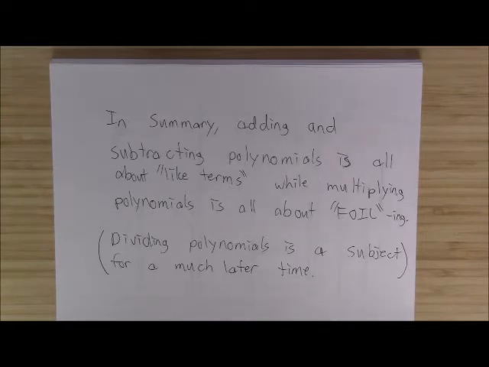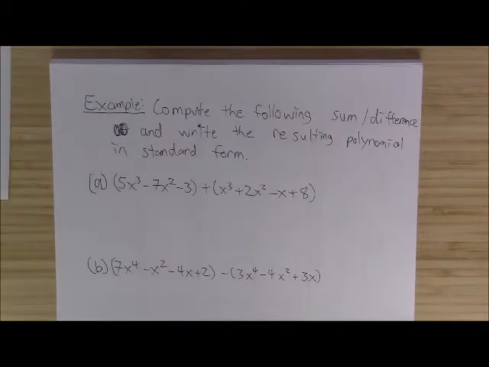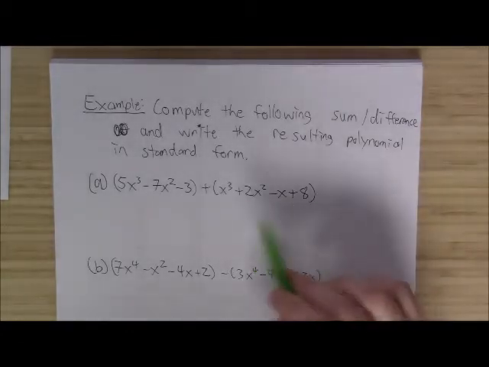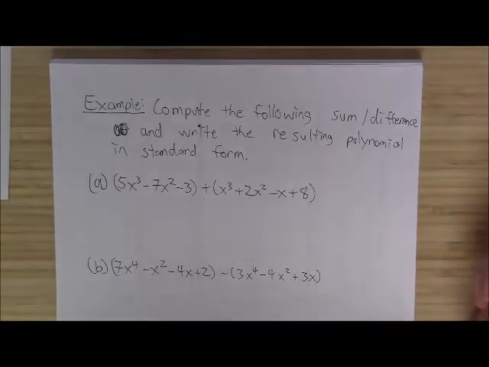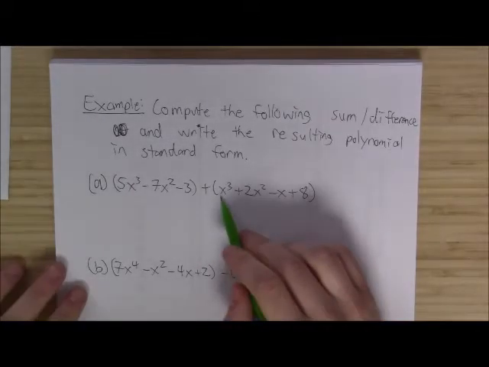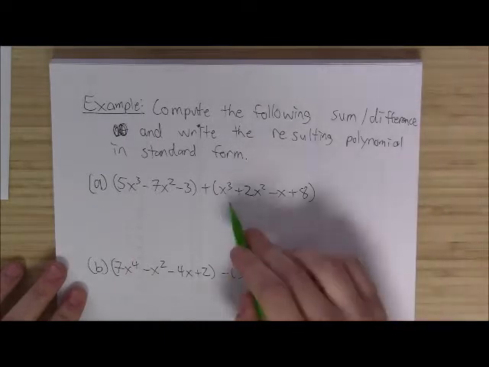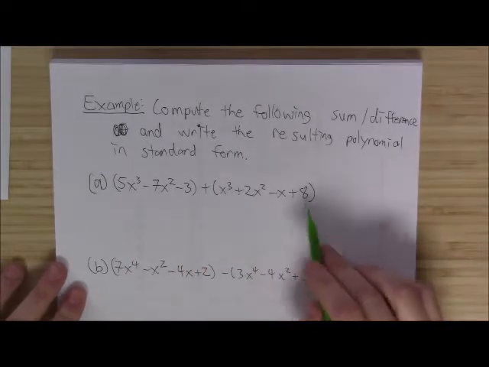Just as a side note, dividing polynomials is a subject that we'll be talking about much later on in the course. That said, let's go ahead and jump into an example. Let's go ahead and compute the following sums and differences from these polynomials. So, a sum, or an addition. Here, what we're really doing is just adding the like terms. We could even drop the parentheses if we wanted to.